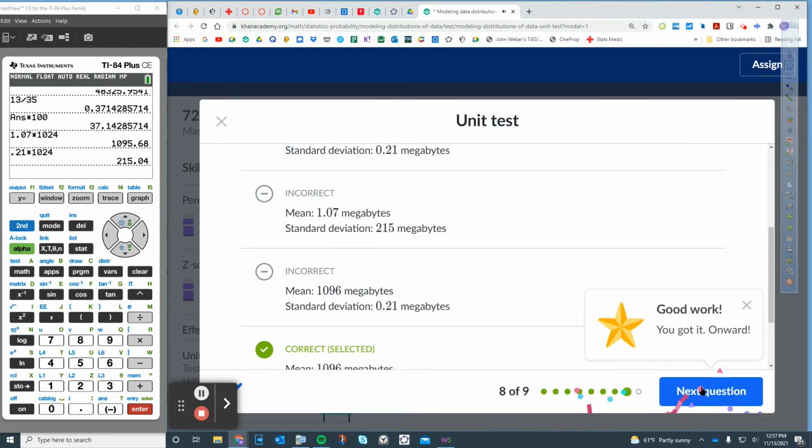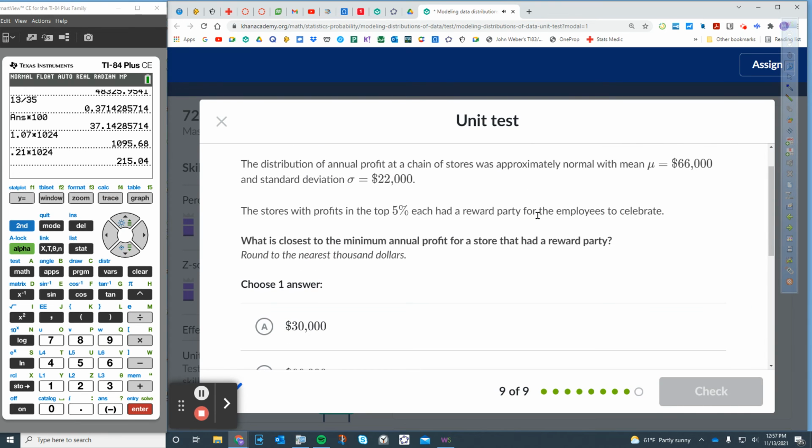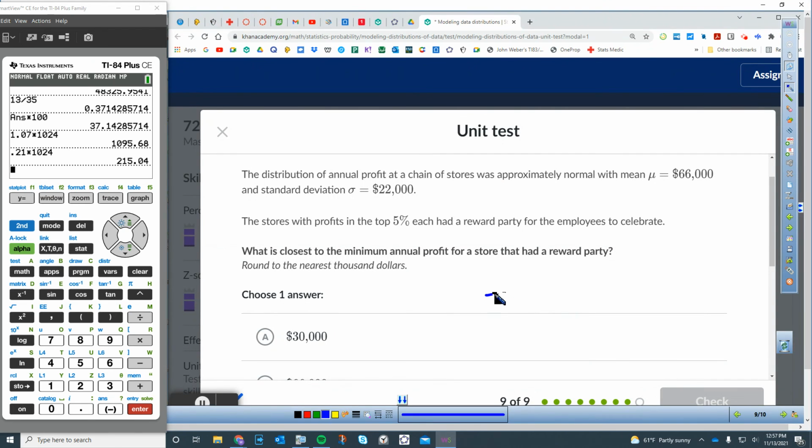Okay. So last question. So here, the distribution of annual profit at a chain of stores was approximately normal, with a mean of 66,000 and a standard deviation of 22,000. The stores with the profit at the top 5% had a reward party. So, judging from the question, right, we draw a normal distribution and the mean is 66,000, standard deviation is 22,000, and they want us to do a store with a profit at the top 5%, right here. So let's shade this top 5%.